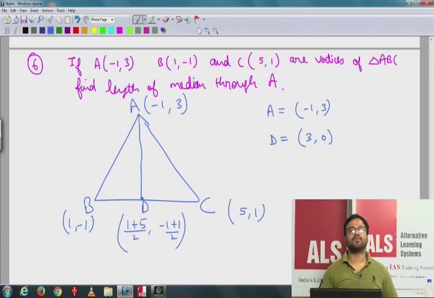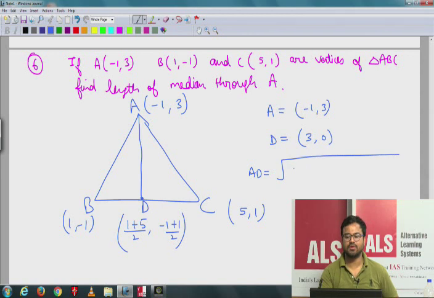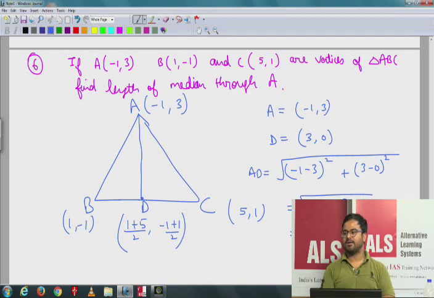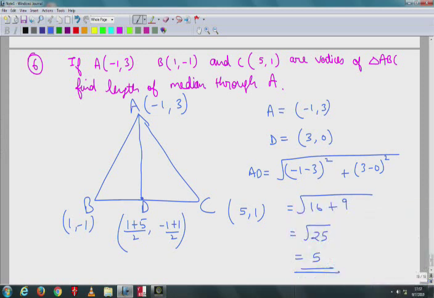Now the coordinates of A and D are both given to you. You just have to find the length of AD using the distance formula. So AD would be equal to the square root of minus 1 minus 3 whole square, which is x1 minus x2 whole square, plus 3 minus 0 whole square. Minus 1 minus 3 is minus 4. Minus 4 whole square is 16. And 3 square is 9. This would be root 25, which is 5. So the length of the median through A is 5. I hope all of you got this point.